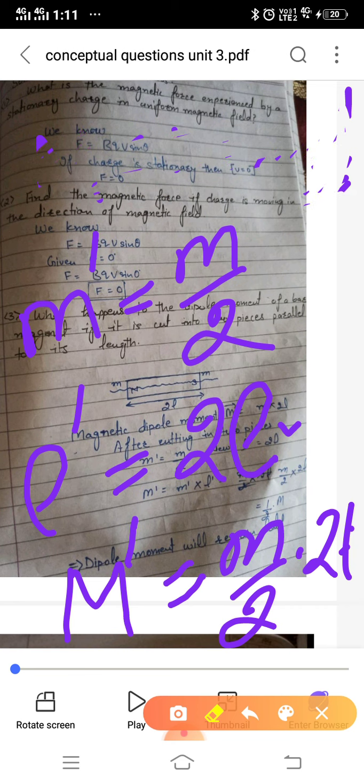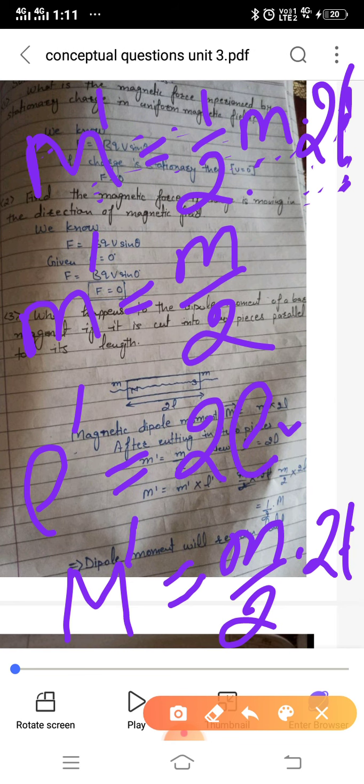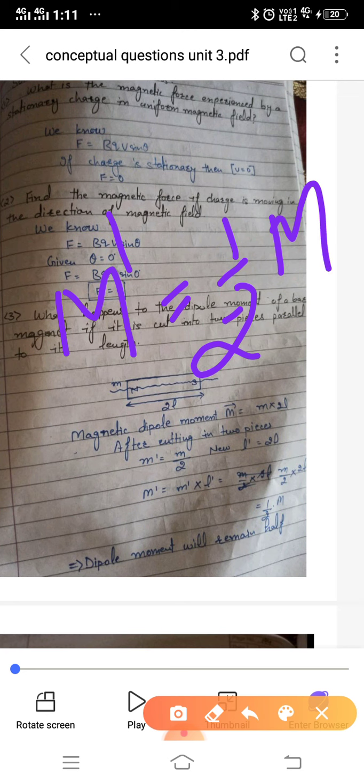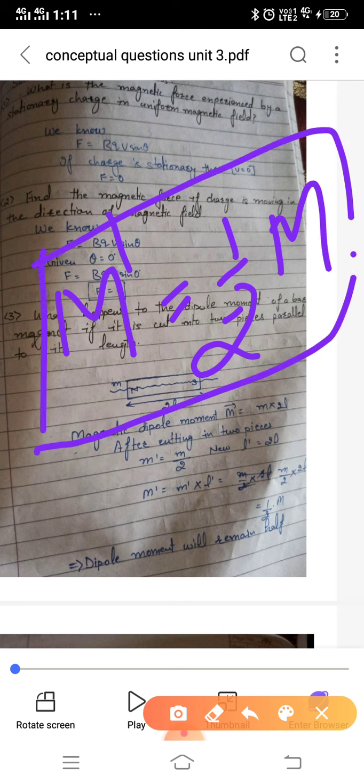M dash is equal to 1 by 2 small m into 2L, and small m into 2L is capital M. That means m dash is equal to 1 by 2 times m. So if you'll see, then the magnetic dipole moment will remain half of the original magnetic dipole moment. So this is if you will cut it parallel to its length.